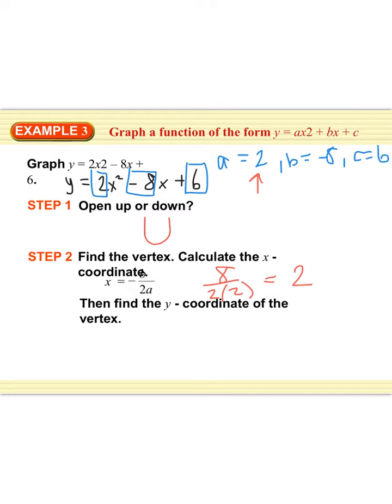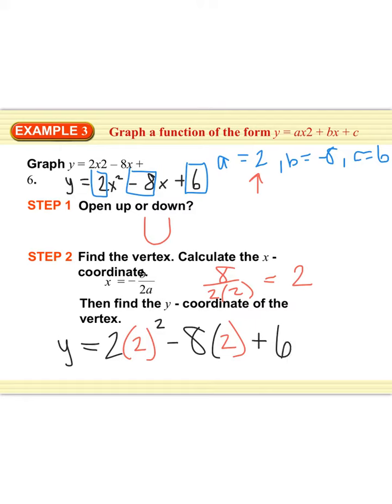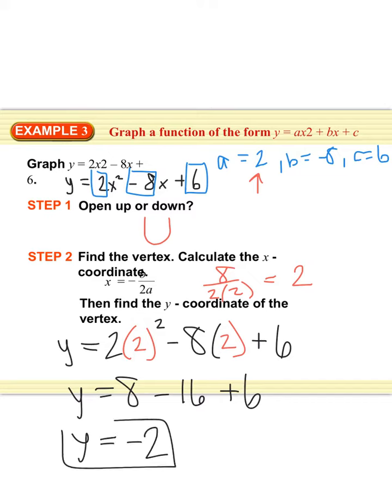So what I'm going to do is use my equation that I have, and I'm going to substitute in my x value, which is 2, and solve for y. So I have 8 minus 16 plus 6, and so I'll get y equals -2. Okay, so I know my y, and I know my x, so my vertex is (2, -2).